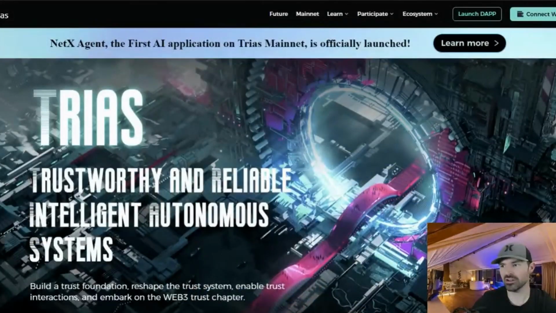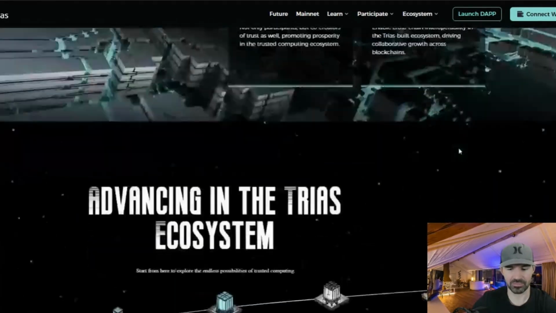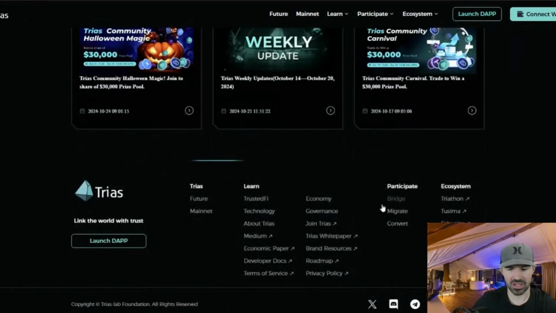So there have been many developments in the Trias mainnet. Once the token was launched, it was launched on both the Ethereum and the BSC blockchain. Now they're currently going through a migration process. They want to launch their own token on their native chain. So if you have Trias on Ethereum or the BSC chain, you are now asked to migrate your tokens. This process can be done through their website, as you can see here. This is the Trias website. I'll leave a link to this in the description below this video. If you scroll down to the end of the page, you will see migrate here.